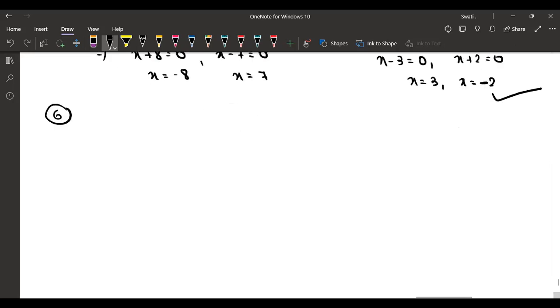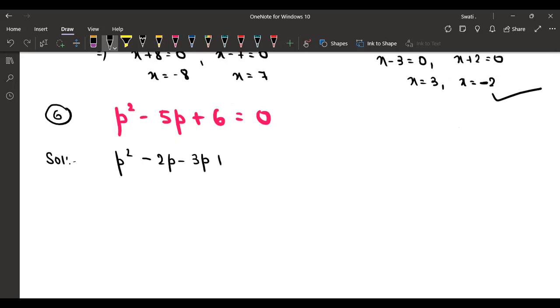So in question number 6, we have p square minus 5p plus 6. Here again we have 6 only, but this time it is minus 5p. So what we can do here is we will write down p square as it is. I can write down minus 5p as minus 2p minus 3p plus 6 equals 0.